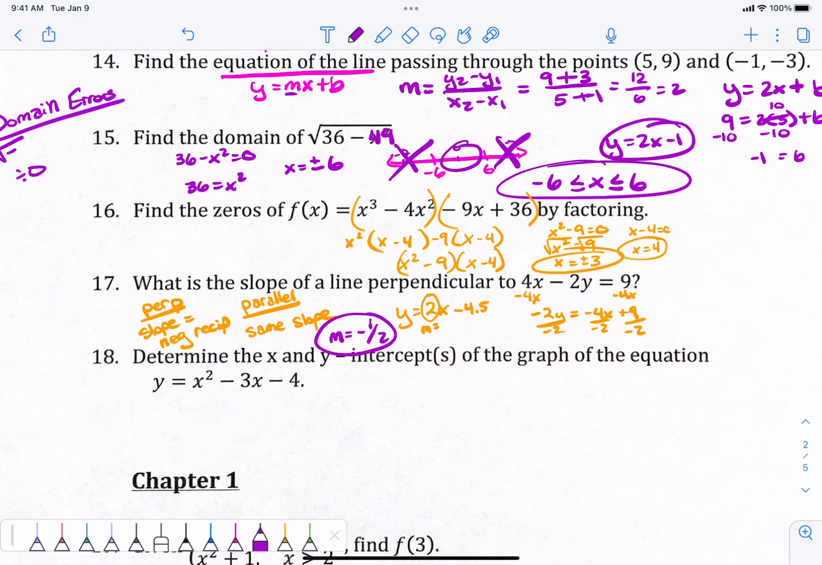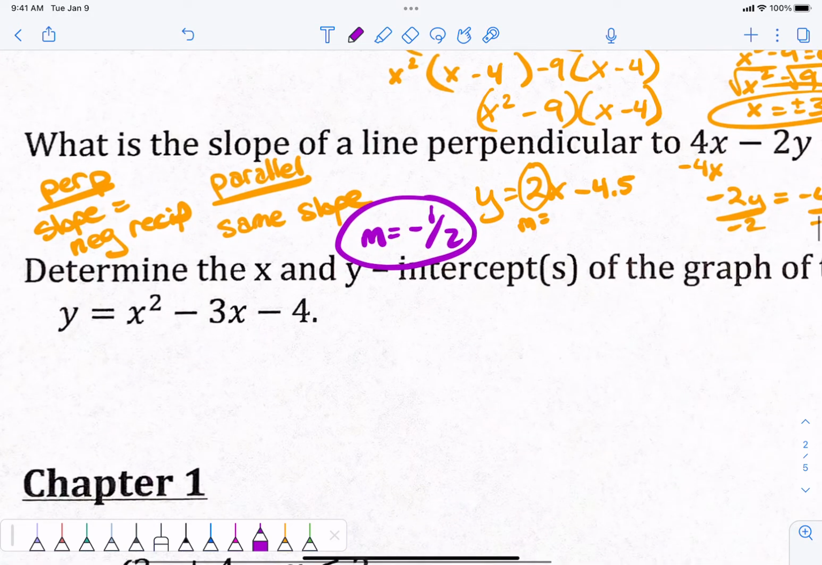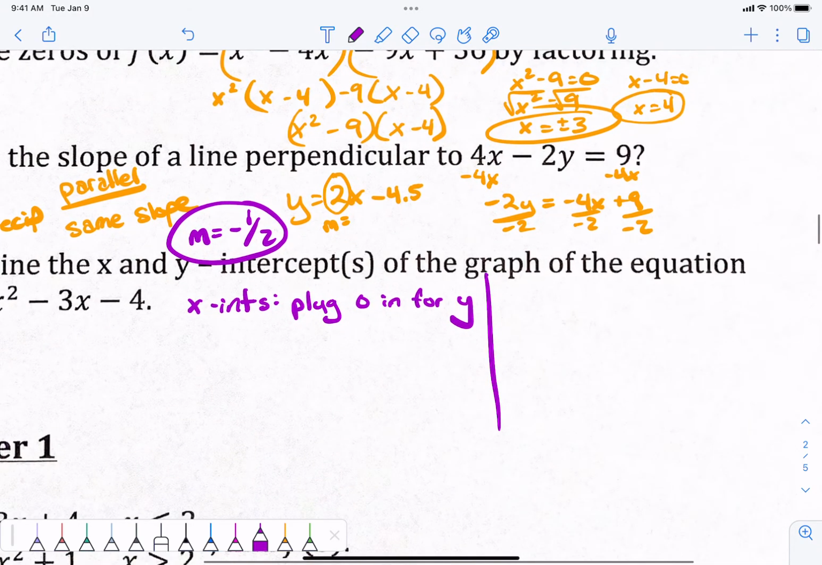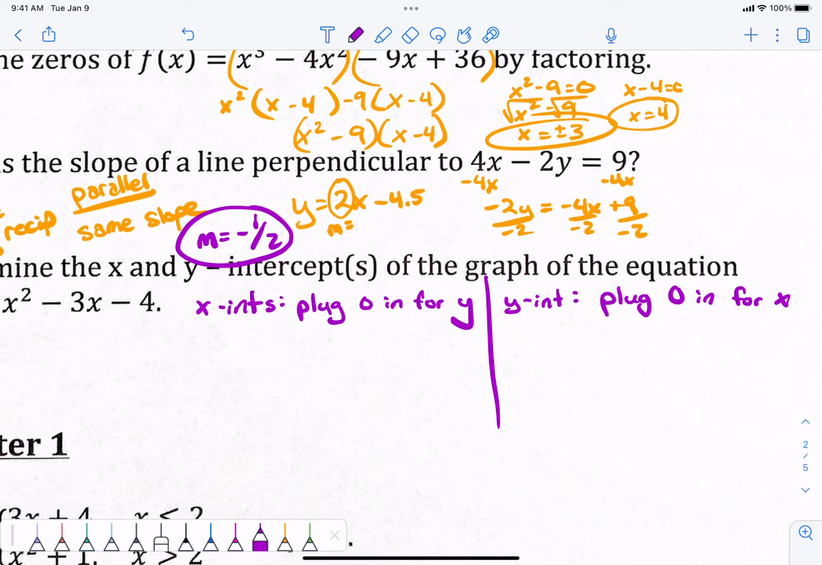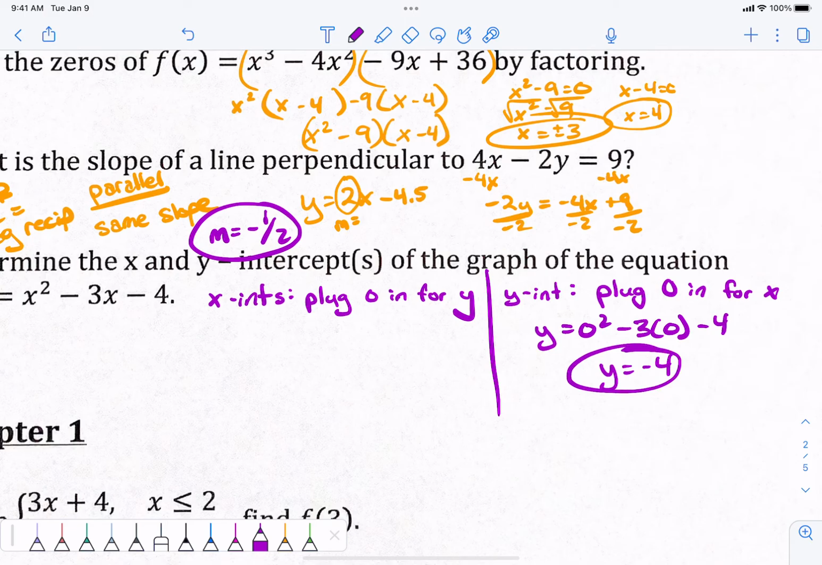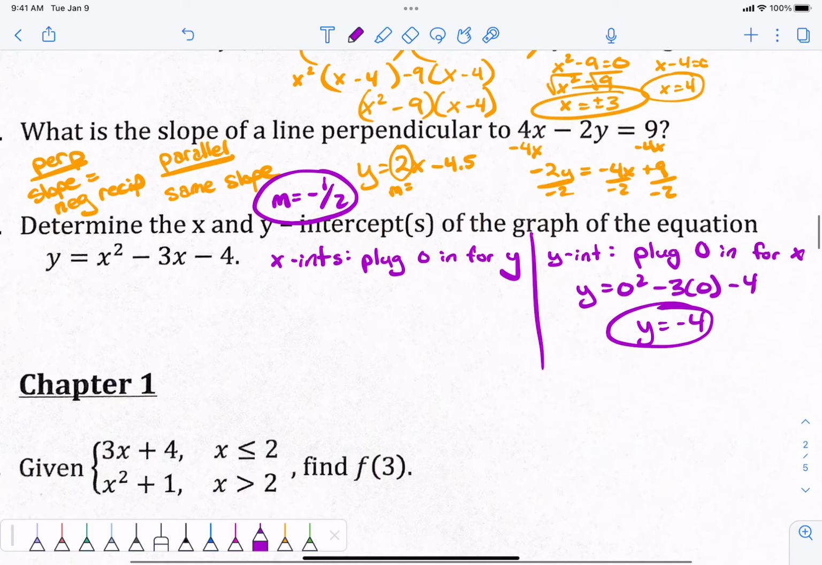Okay? Good? Number 18. Determine the x and y intercepts. So, x intercepts. How do you find x intercepts? That's the y intercepts, Mallory. Okay, so let's go ahead and do that. For the y intercept, plug 0 in for x. So y equals 0 squared minus 3 times 0 minus 4, it's just negative 4. That's the y-intercept.